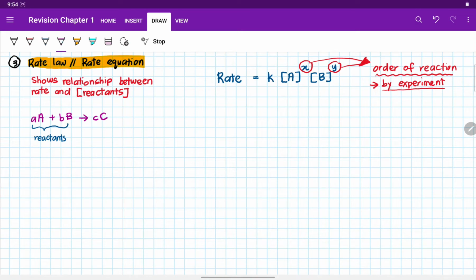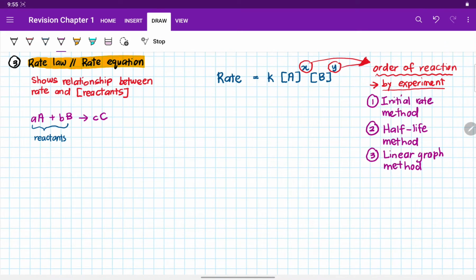Okay, and now, yang awak dah belajar untuk tentukan order of reaction, kita ada 3 cara. So, the 3 ways to determine the order of reaction. 1, kita gunakan initial rate method. Data diberi berdasarkan experimental value. Yang kedua, half-life method. Half-life method yang mana dekat sini awak akan plot graph concentration against time. Okay. Kemudian, a linear graph method pula adalah a graphical method as well. Okay, yang mana kita akan fokus kepada zero order, first order and also second order.